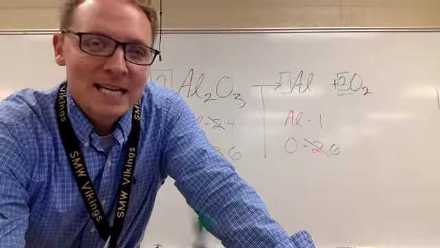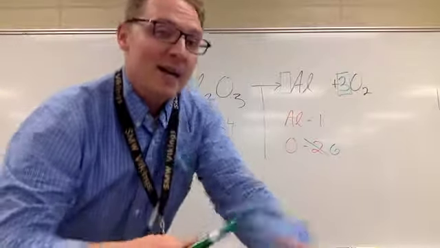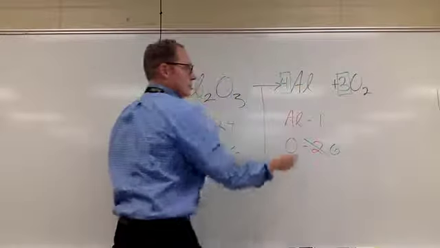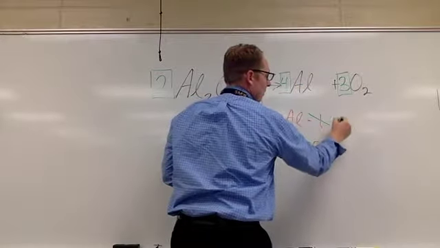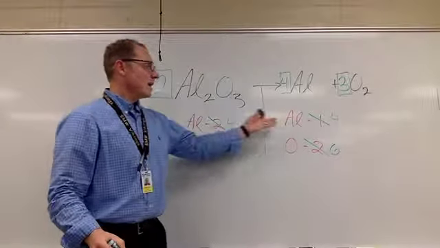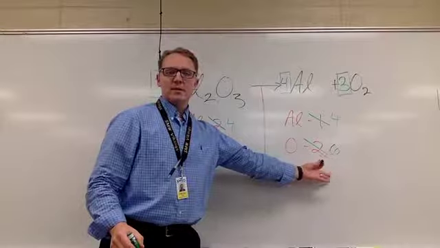That's it. It's an easy cleanup at the very end. So if I need 4 aluminum on that side, I can simply just put a 4 here, change my inventory from 1 to 4, and now everything is balanced. 4 aluminums on this side, 4 on that side, 6 oxygens here, and 6 oxygens there.